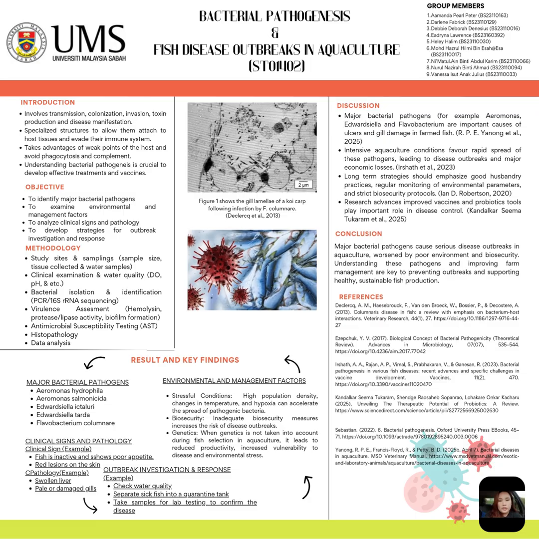In stressful conditions such as high population density, changes in temperature, and hypoxia, it can actually accelerate the spread of pathogenic bacteria. The second factor is biosecurity. Inadequate biosecurity measures can increase the risk of disease outbreaks. And the third factor is genetics. When genetics is not taken into account when selecting fish for aquaculture, it can lead to reduced productivity, increased vulnerability to disease, and environmental stress.